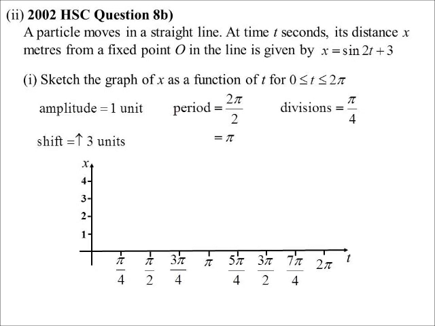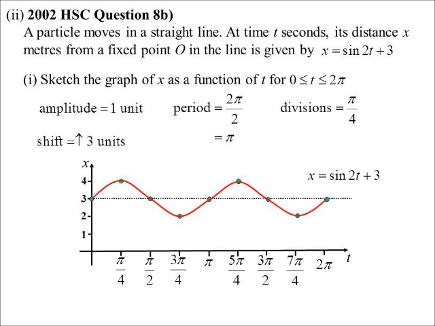So let's plot it in. Shifted up 3. A sine curve normally starts at the origin, but we've shifted up to 3. So there's my first point. Then it goes up to the amplitude, down, up, down, up, down, up, down, and there we go. There's our graph. Okay.